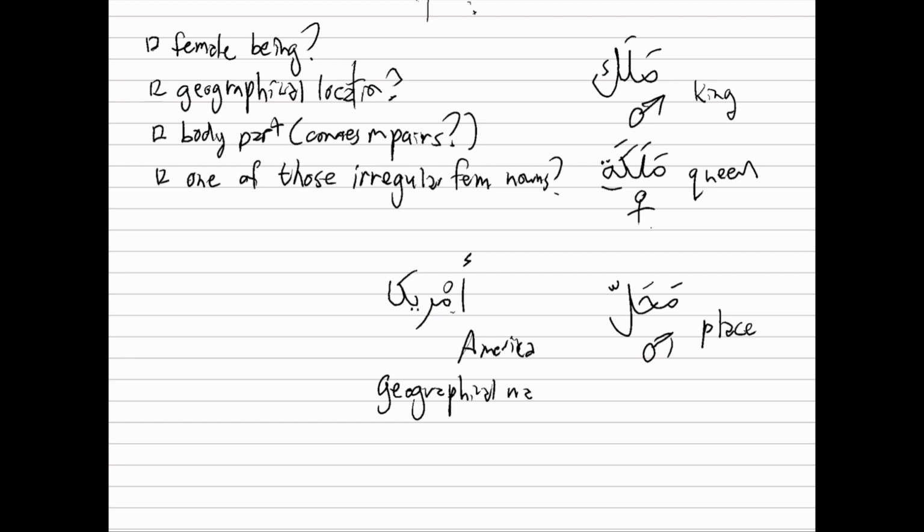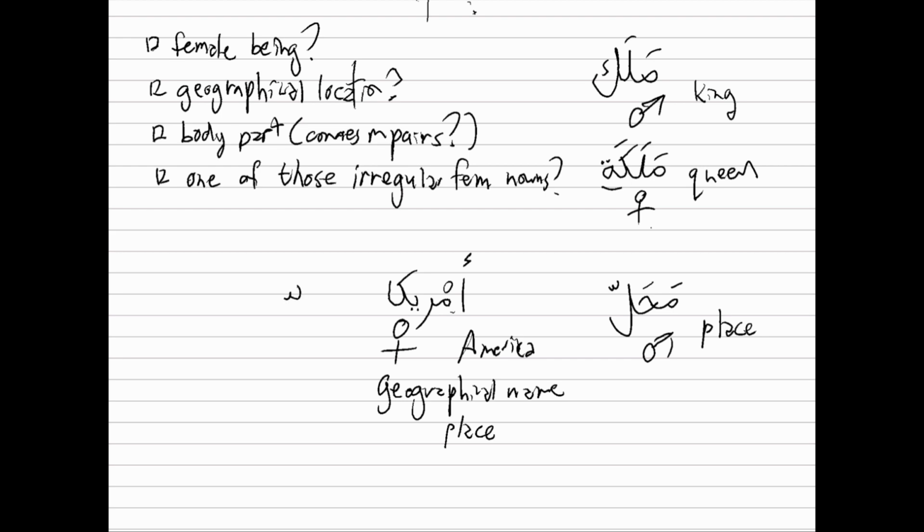This is a geographical area. This is a geographical name. This refers to a place name. And guess what? Place names are feminine. Exactly. It's feminine. Geographical locations are feminine. All right.